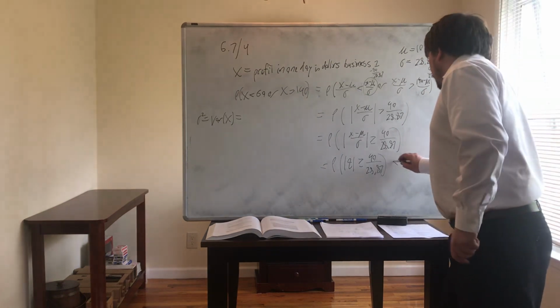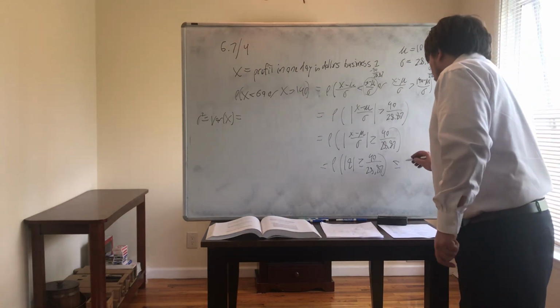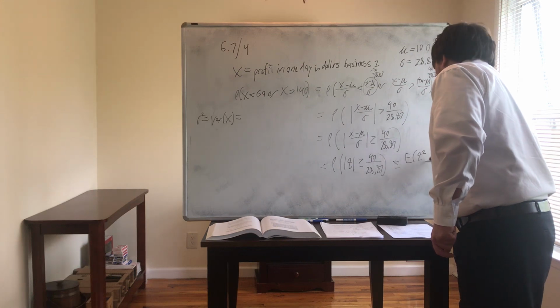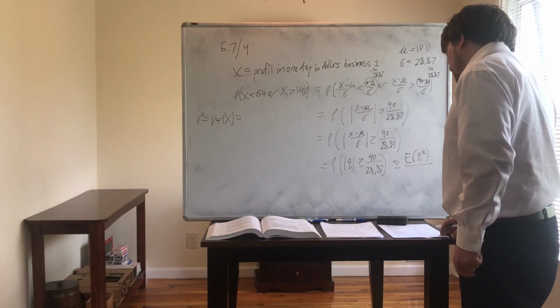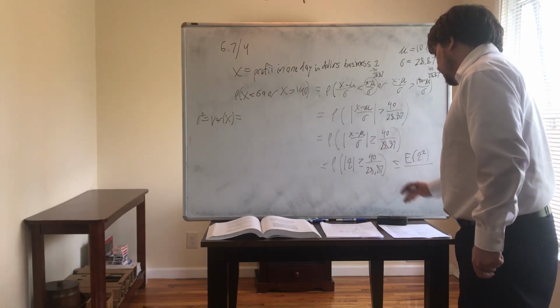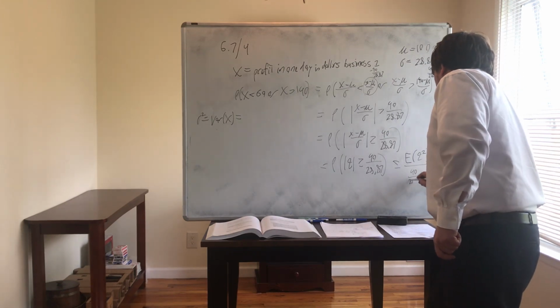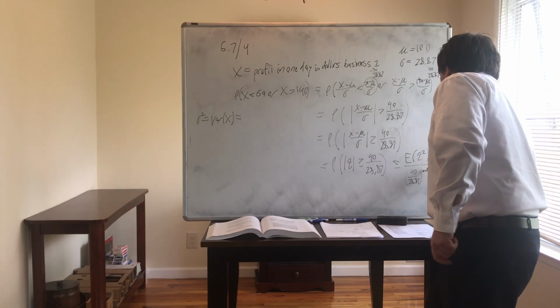And so by Chebyshev's inequality, this is less than or equal to E of Z squared over c squared, where that's c, and so this is 40 over 28.87 squared.